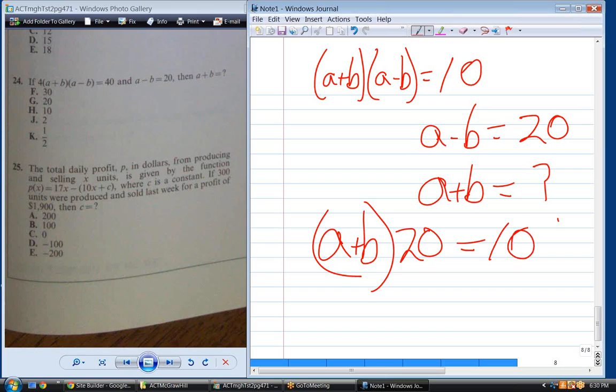You're always wanting to do the inverse of what's being done. If I was adding 20, then you subtract 20. If I was subtracting 20, you would add 20. If I'm multiplying by 20, you got to divide by 20. If I'm dividing by 20, you got to multiply by 20. So what is A plus B equal to?